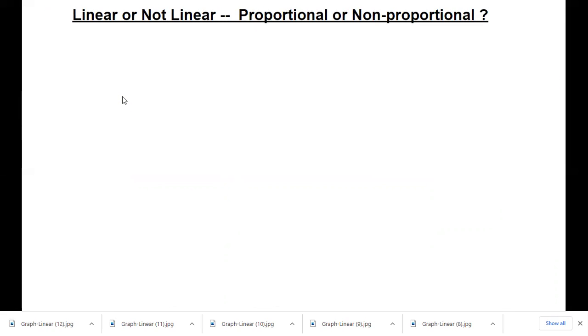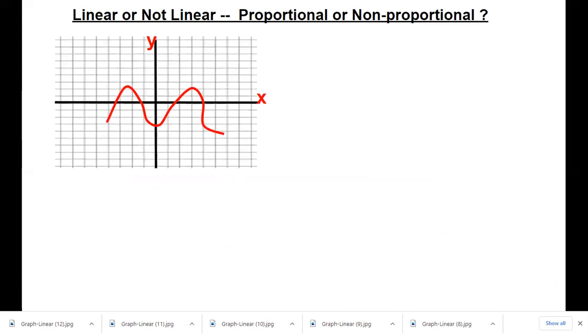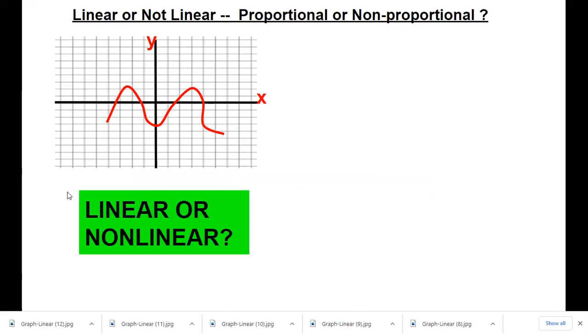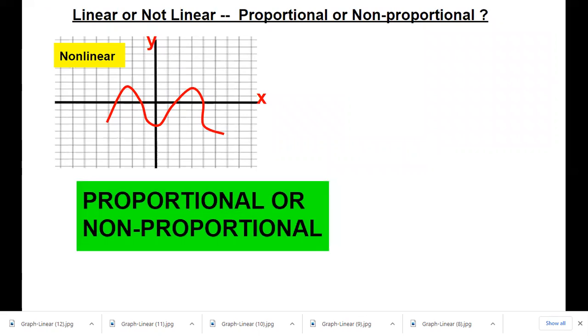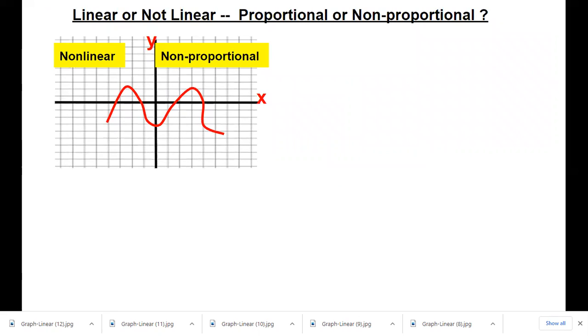Linear or not linear? Proportional or not proportional? First of all, linear or non-linear? Correct, non-linear. That's what you should be saying. Proportional or non-proportional? Well, if it's not linear, it's automatically not proportional. So non-proportional. So it's non-linear, non-proportional.